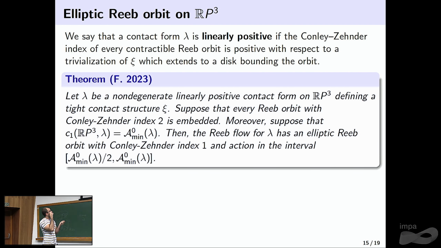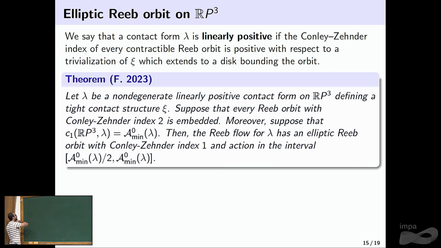In that case, you can find an elliptic Reeb orbit with Conley-Zehnder index 1, and the action must be in this interval. So that's the result. I think I have time to explain it. It's a little bit simple, but it uses some results and the magical machinery, which is ECH.